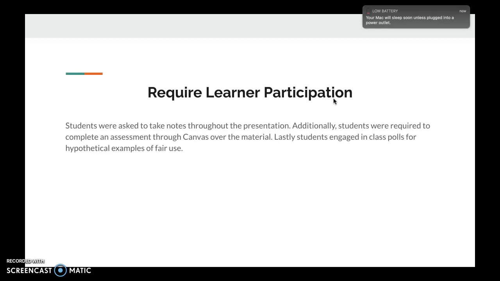Require learner participation. Students were asked to take notes throughout the presentation. Additionally, students were required to complete the assessment through Canvas over the material. Lastly, students engaged in class polls for hypothetical examples of fair use.